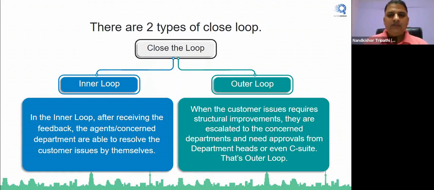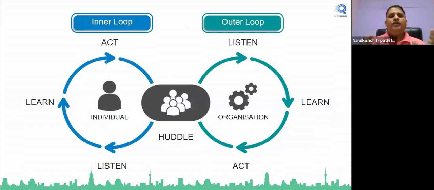Can you move to the next slide, please? Yeah. So if you look at it, the inner loop and outer loop have the same framework: listen, learn, and act. Listen happens at the individual level, he learns the issue and then acts on it and resolves it. But if it is not resolved, then the hurdle happens with the organization team, in different departments, and often requires third-party vendors to get involved. And again the same process works: listen, learn, and act. The key difference is that now there are more people involved.